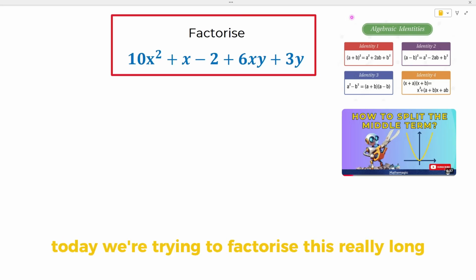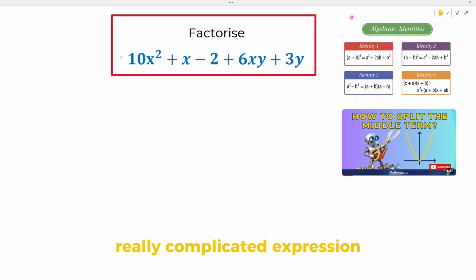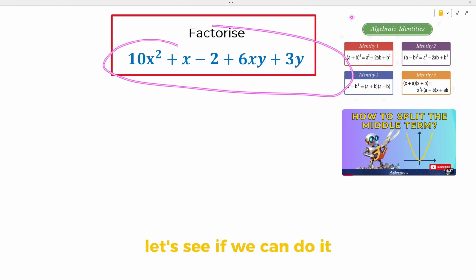Today we try and factorize this really long, really complicated expression. Let's see if we can do it.